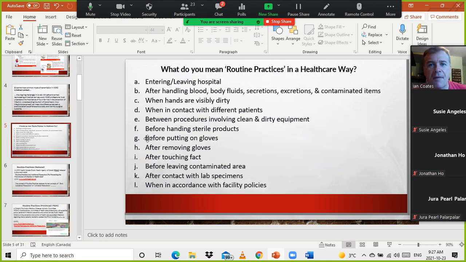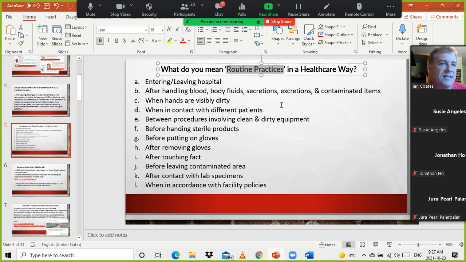Let's move on. Now, when you're talking routine practices, that's basically what we're talking about today, the humdrum walking into a hospital. And you'll see here, what do you mean routine practices in a healthcare way? Well, entering, leaving a hospital. Like, and these are going to seem silly. Like, Ian, what are you bothering me for with these? But now, you see, all of these are a potential. They could cause a pandemic, an endemic. They can cause one of these, and this is the whole thing.